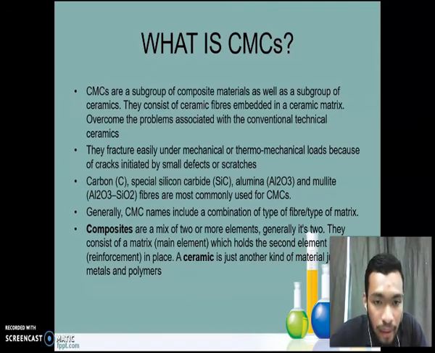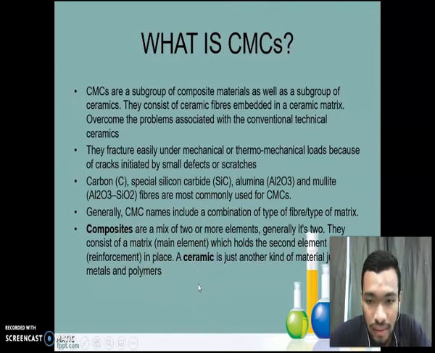Okay. And here we can see examples of CMC that are usually used in the industry. We have silicon carbide, alumina, and mullite, which are the most commonly used.